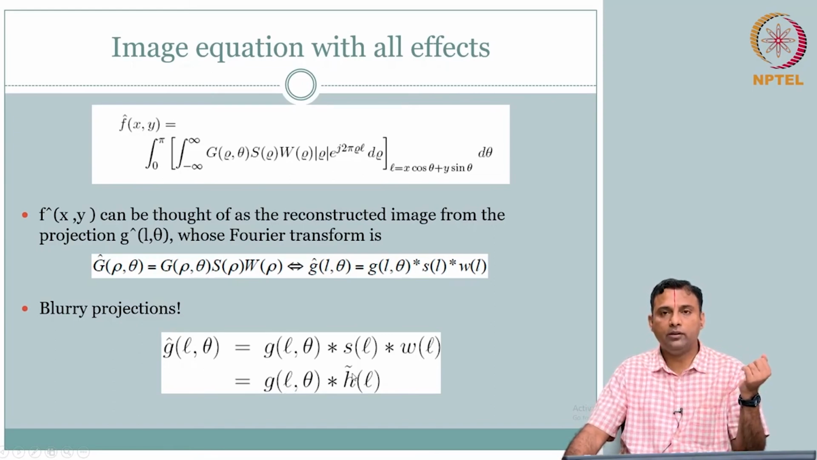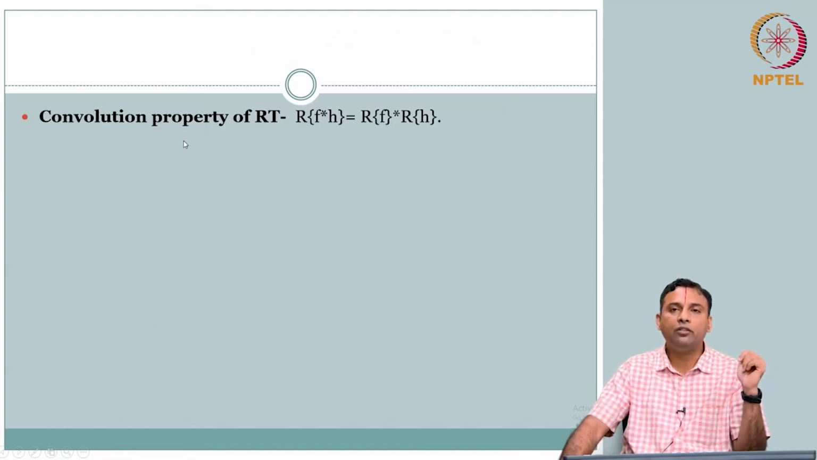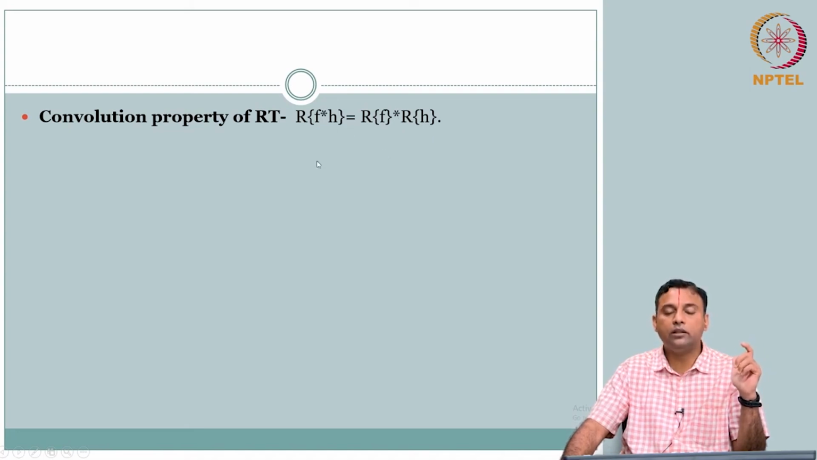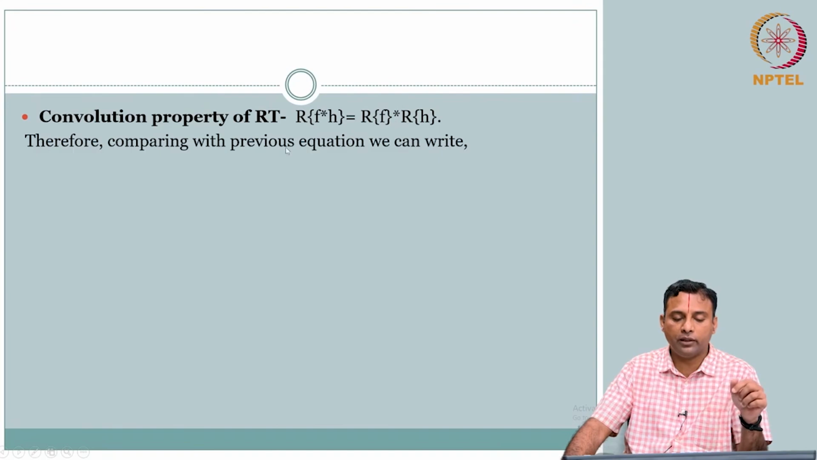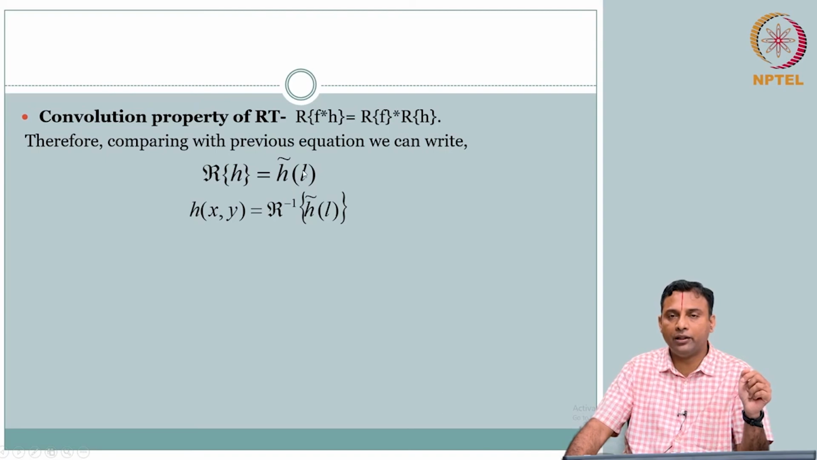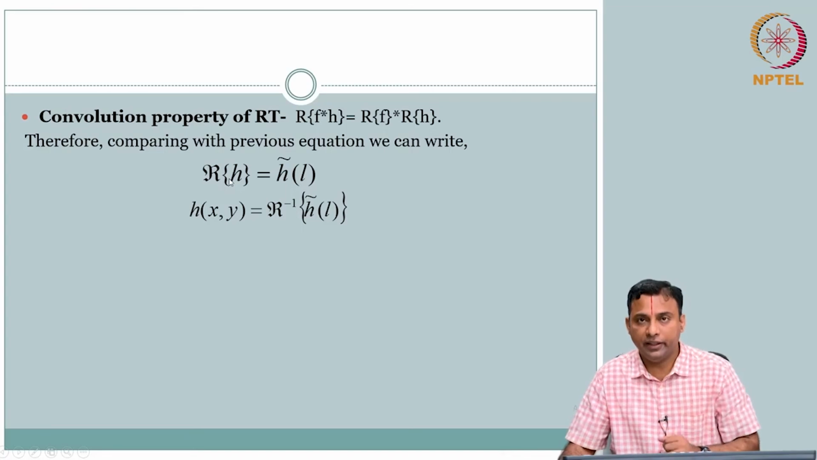So what about this? You have a convolution here. Let us recall the convolution property of the Radon transform, very similar to the Fourier. The Radon transform of a convolution of 2 functions is the convolution of the Radon transforms of each of the functions. Looking at the previous equation that we just put, by comparing, we can tease out that your H tilde of L is nothing but a Radon transform of h.